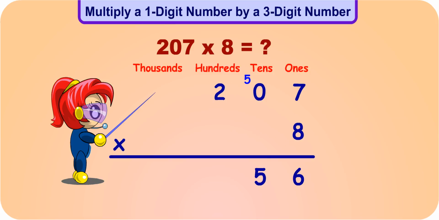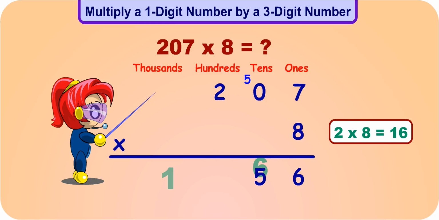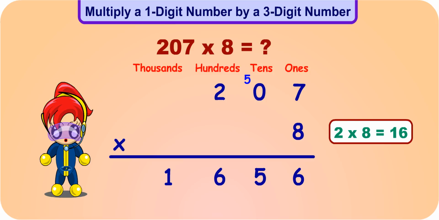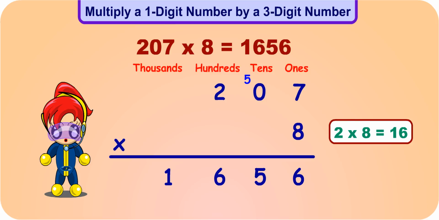Finally, I multiply the hundreds by 8. 2 hundreds times 8 is 16 hundreds. 16 hundreds is 1600. Therefore, the answer to 207 times 8 is 1656. Well done, Turbo Girl.